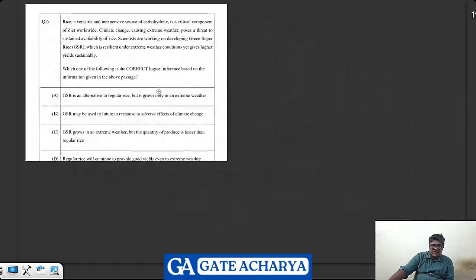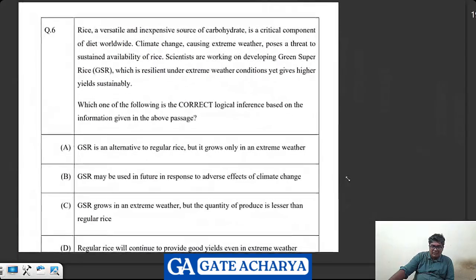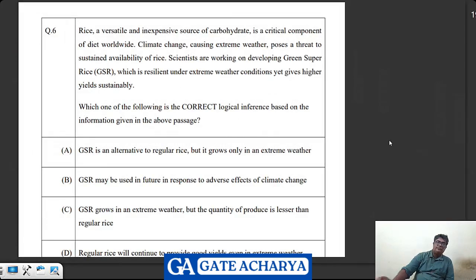Okay, so this is a critical reasoning problem. A big statement is there. Based on this, you have to conclude which is the correct option. So let's read the paragraph. Rice, a versatile and inexpensive source of carbohydrate, is a critical component of diet worldwide. Climate change causing extreme weather poses a threat to the sustained availability of rice. Scientists are working on developing green super rice, which is resilient under extreme weather conditions, yet gives higher yield sustainably. Which one of the following is a correct logical inference based on the information given in the above passage?